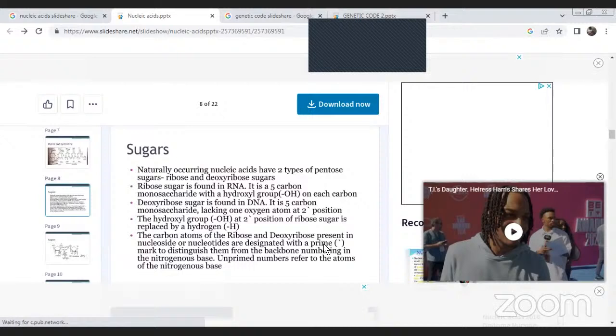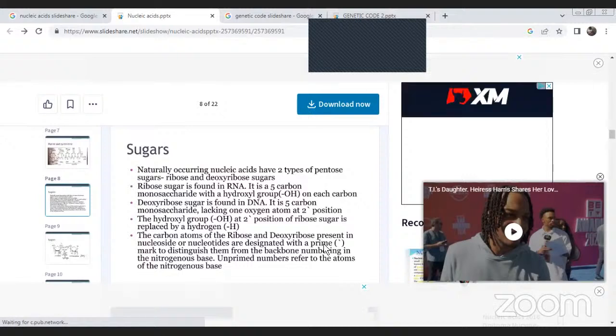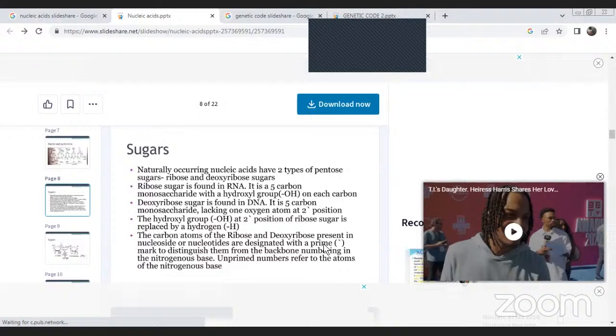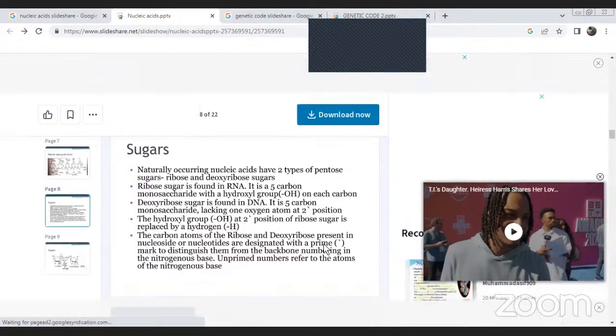This is the 5-carbon monosaccharide lacking one oxygen atom at the second position. The hydroxyl group at the second position of ribose sugar is replaced by hydrogen. The carbon atoms of the ribose and deoxyribose present in nucleic acids and nucleotides are designated with a prime mark to distinguish them. Unprimed numbers are the atoms of the nitrogen bases.